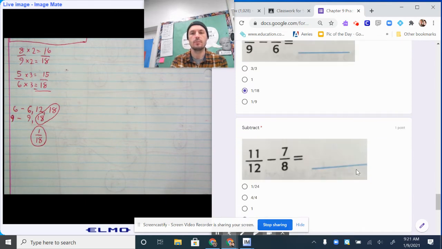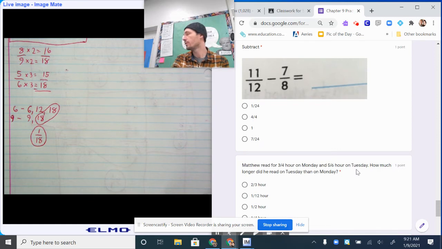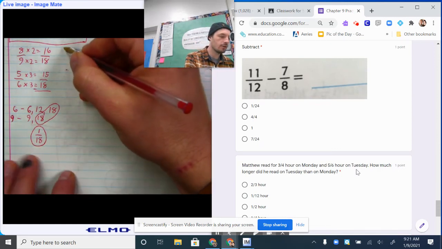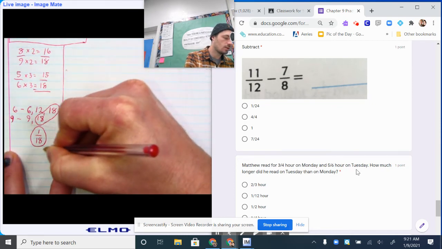Right here. Somebody's car alarm's going off out there. I don't know if you can hear that or not. Okay.